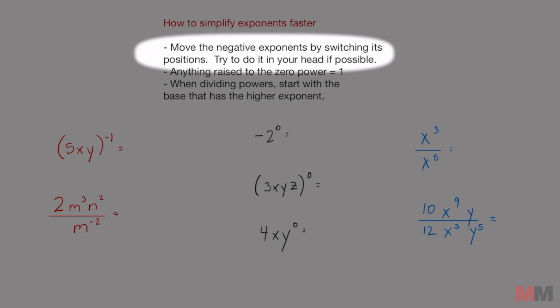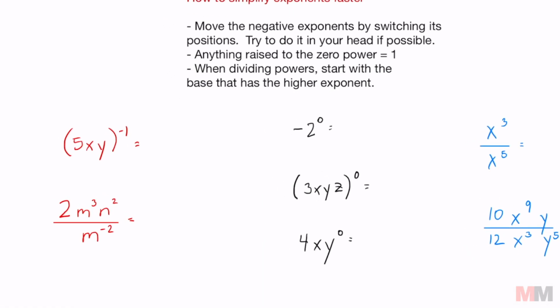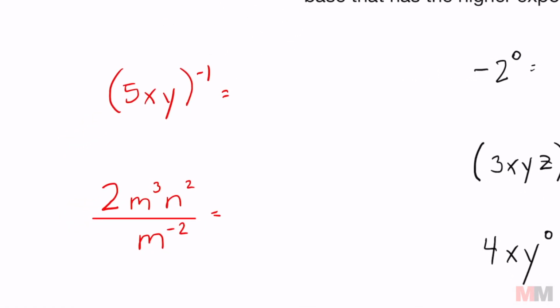Let's start with the negative exponents. When you've got negative exponents, you want to move it by switching positions. So if it's at the top, you move it to the bottom, and vice versa. Try to do this in your head if possible. For instance, let's look at this first question right here.